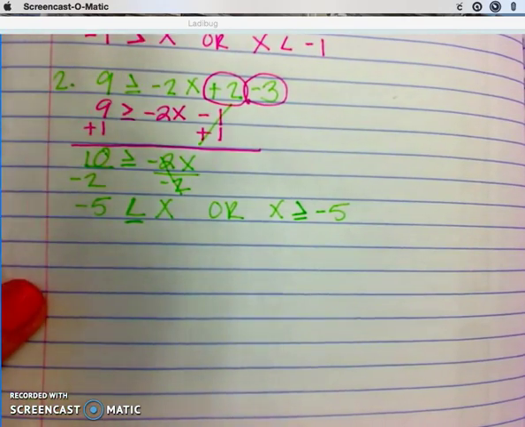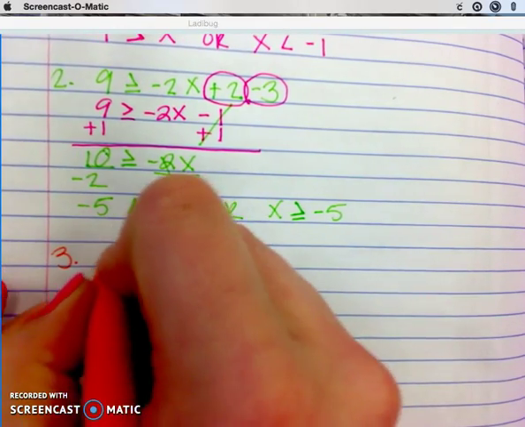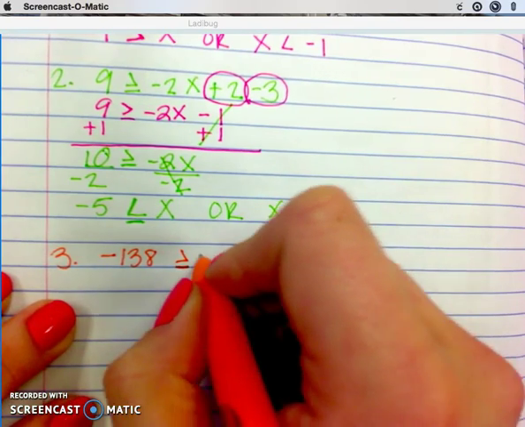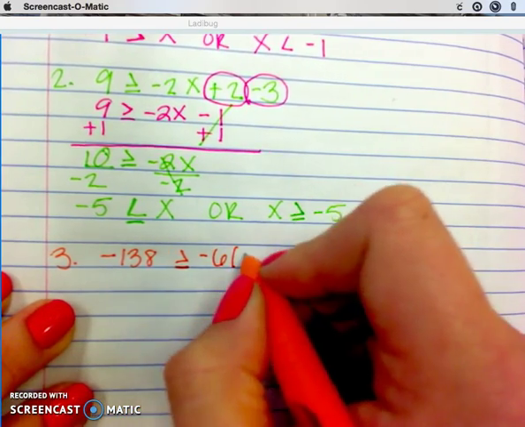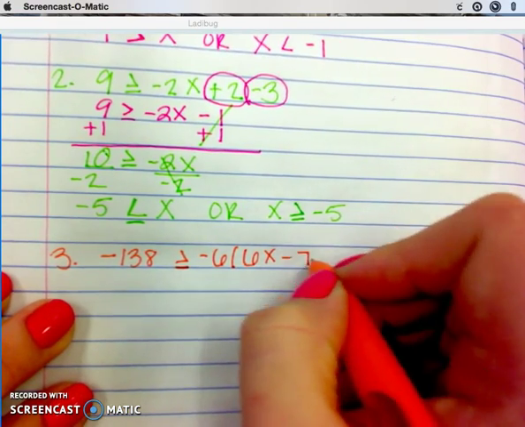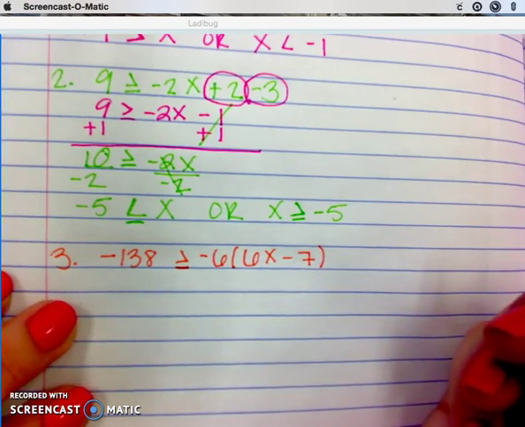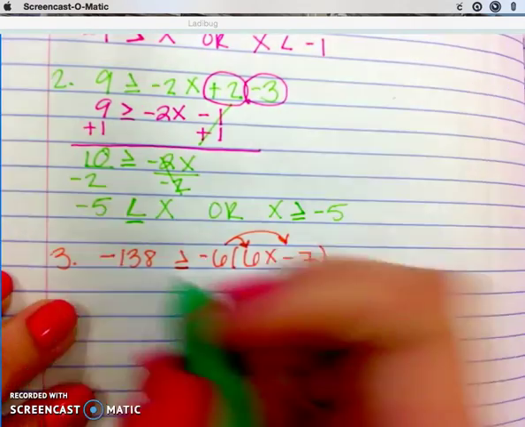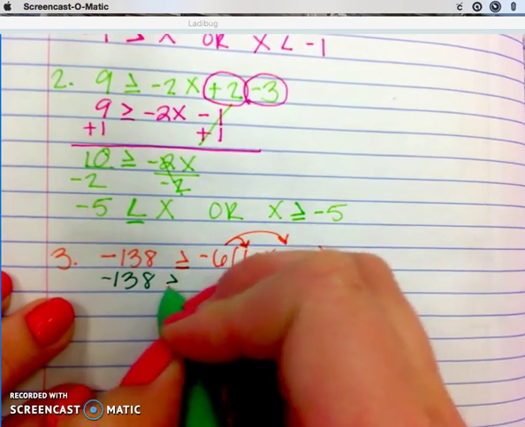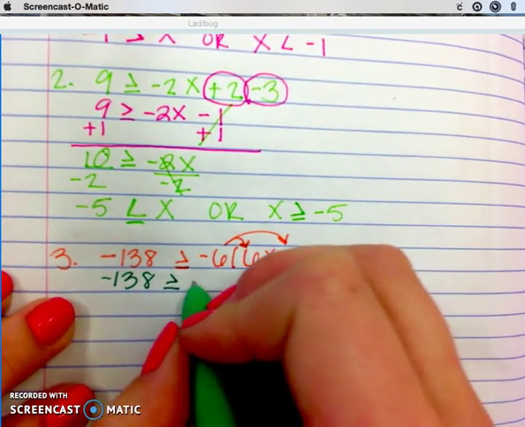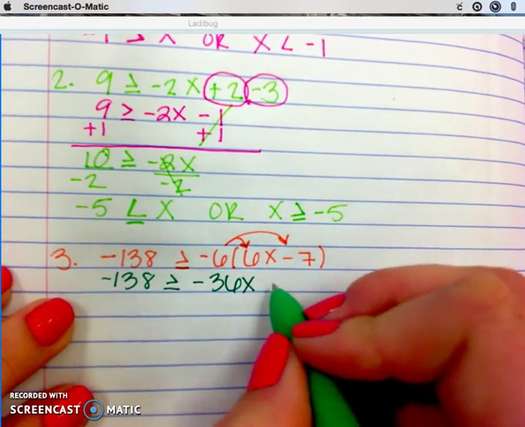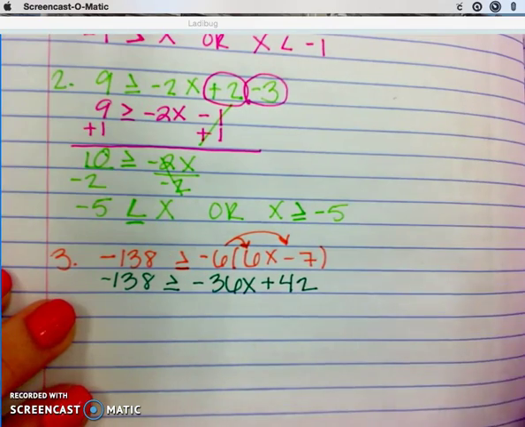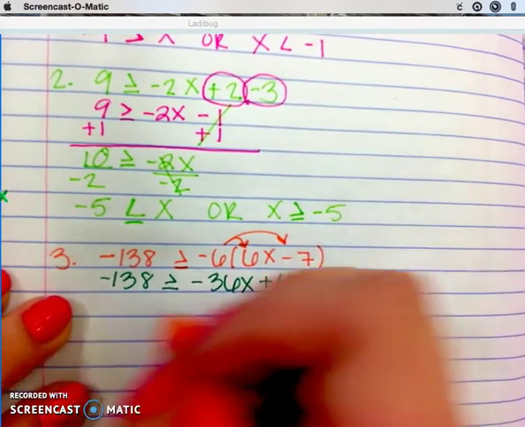Number 3, negative 138 is greater than or equal to negative 6 times the parentheses 6x minus 7. Still going to solve for x, but first I'm going to have to distribute. So negative 138 comes down, as does my sign. Negative 6 times 6 is negative 36x. And negative times a negative is a positive 42. But to solve, I'm getting rid of this 42 first by subtracting.